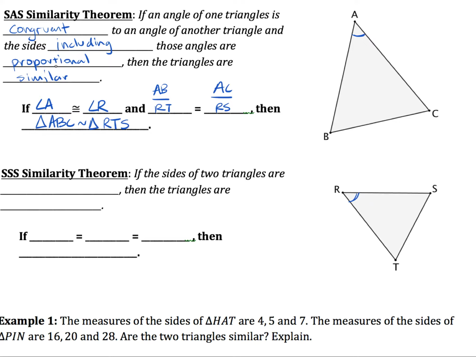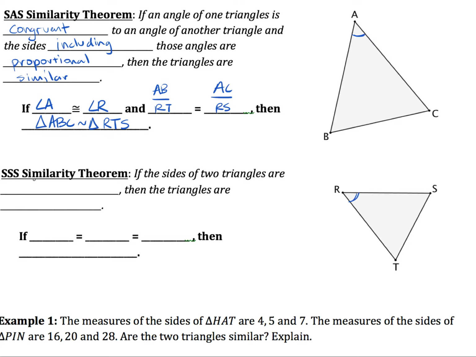So that's SAS similarity. One pair of angles congruent, the sides including those angles will be proportional. So we can set up a ratio with one pair of corresponding sides, and that will equal the ratio of the other pair of corresponding sides.